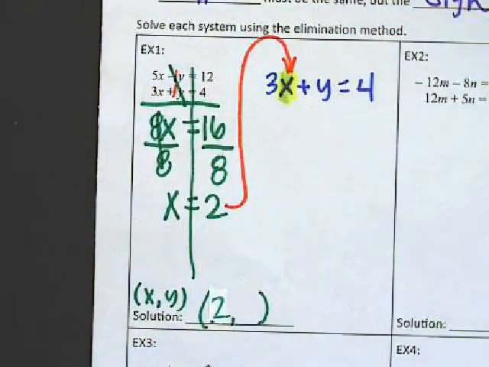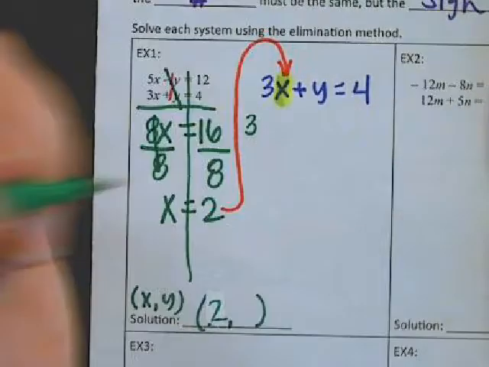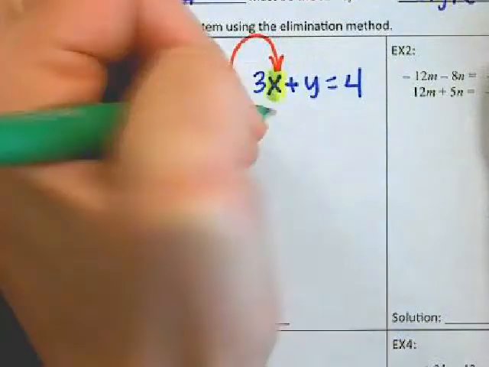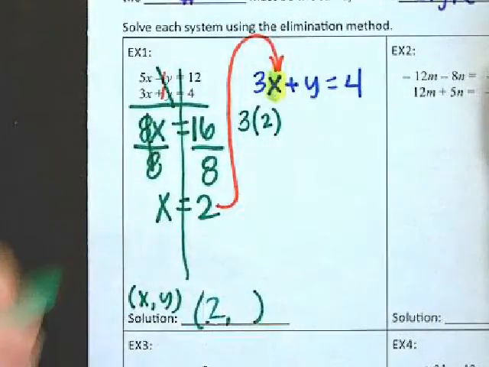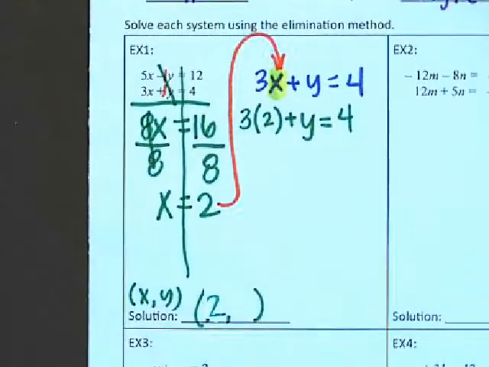And when I plug it into the game, what's he got to have? A helmet. Okay, here we go. Let's rewrite it with this 2 subbed in. I want you to draw that arrow like I did. 3, instead of writing x, I'm going to put (2) plus y equals 4. Okay?